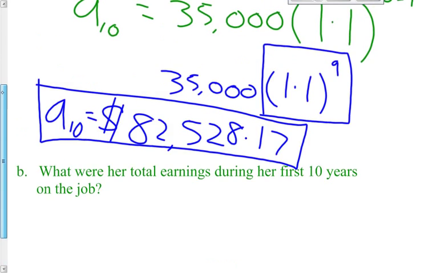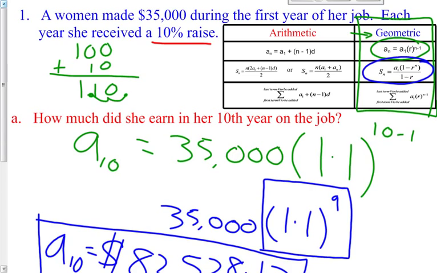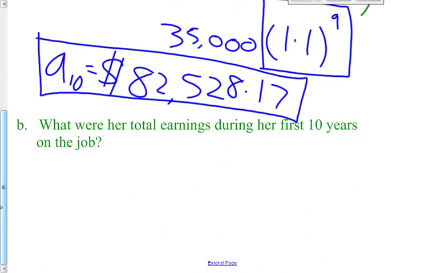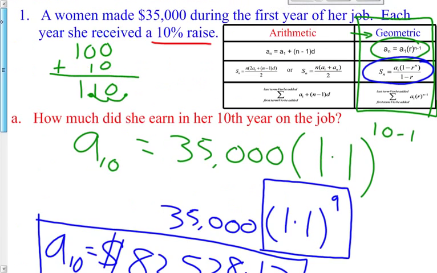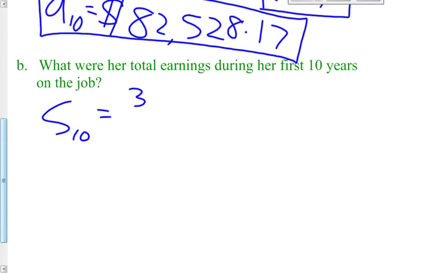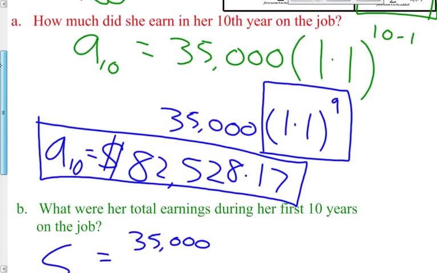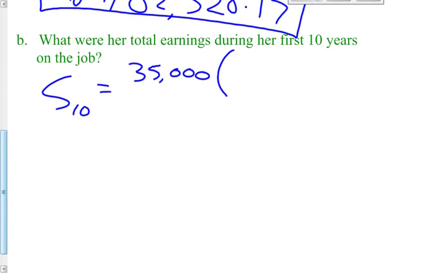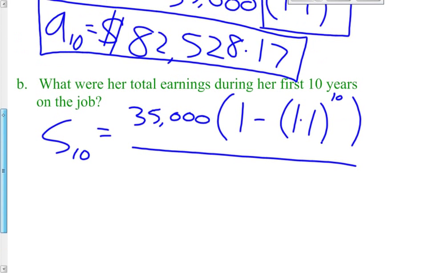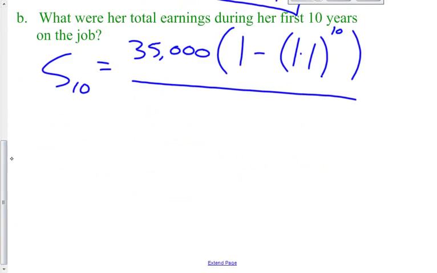So as you can see on this one, we want to find a geometric sum. So now we're going to use this one. So S sub n, the sum of the first 10 years. The sum of the first 10 years is the value of the first year, which is 35,000. Then we're going to multiply it by 1 minus r raised to the n. So multiply that by 1 minus the rate, which is 1.1, raised to the nth, and the nth is 10 years. So that's going to be raised to the 10th power. Divide that by 1 minus r. So 1 minus the 1.1.